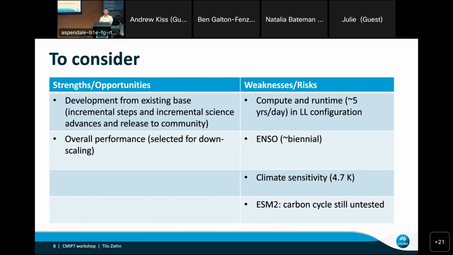Even in the current low resolution configuration, we only get about 5 simulation years per day. I don't know what that means if we go to medium resolution in the atmosphere, 1-2 simulation years per day. Going back to Martin's talk from yesterday, the long spin up and the issues that you potentially have and the testing that you need to do, that's challenging. Biennial ENSO, climate sensitivity, 4.7 Kelvin. And then in terms of an ESM2, the carbon cycle is still untested. We haven't actually run CM2 with the carbon cycle switched on yet.